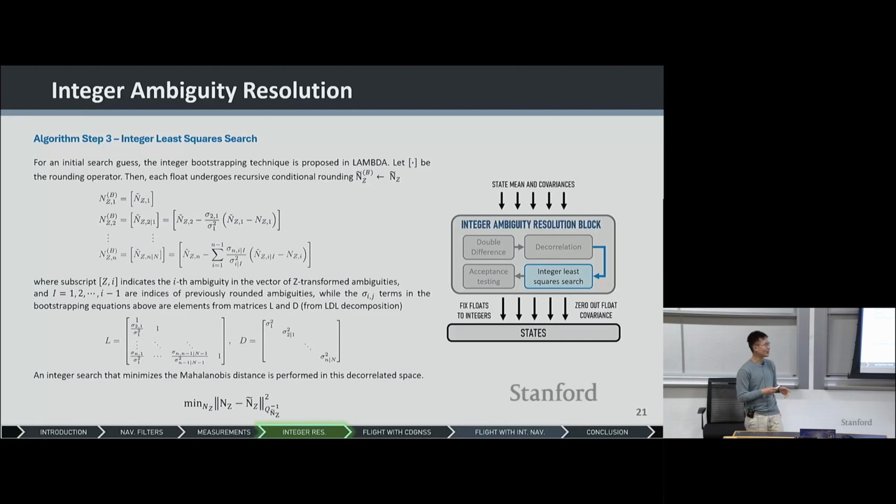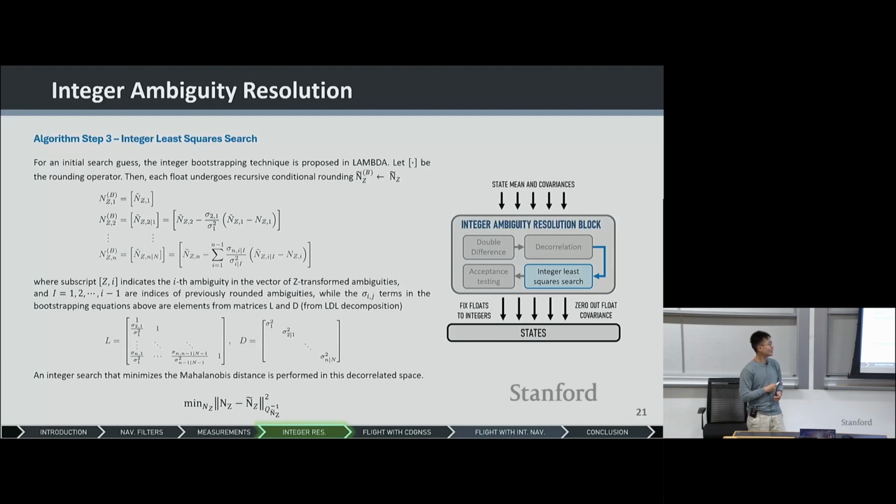And so really what a conditional rounding is, I'm rounding the most confident integer, the most confident float that I'm estimating. This is the one that has the smallest variance along its diagonal. This is the one that I'm most confident, based on my Kalman filter's estimate of the covariance, would be an integer. I round this, no other conditions.